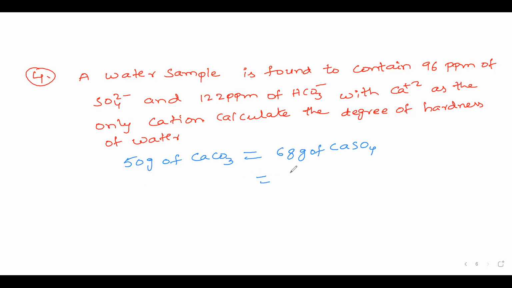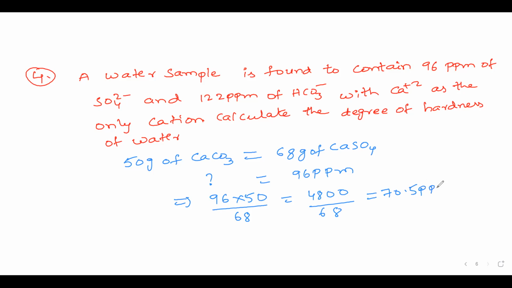Then how much do they have given? 96 ppm is equal to how much? It is equal to 96 into 50 divided by 68, that is equal to 4800 divided by 68, which is coming around 70.5 ppm.